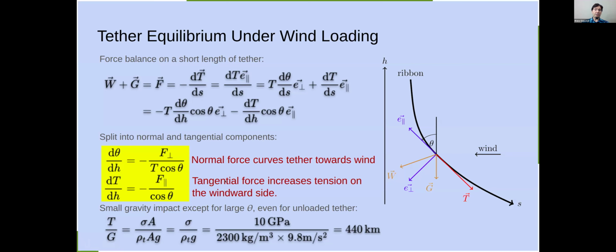And the ones that are tangential, that is along the direction of the elevator, are going to change its tension. And in the case of the wind, the curvature is going to be toward the wind, and the force is going to increase toward the wind also, which means that as you start from a straight tether at the top of the atmosphere and work your way down, you're going to become more inclined, and the tension is going to go up modestly.